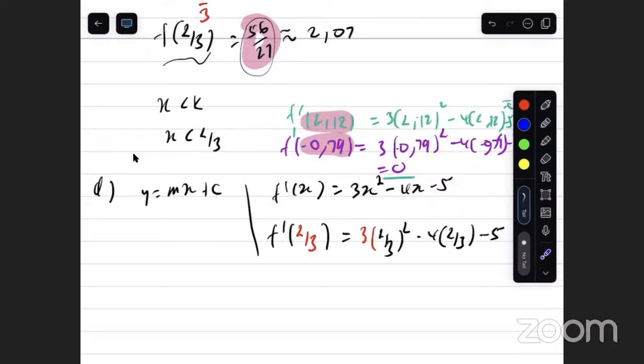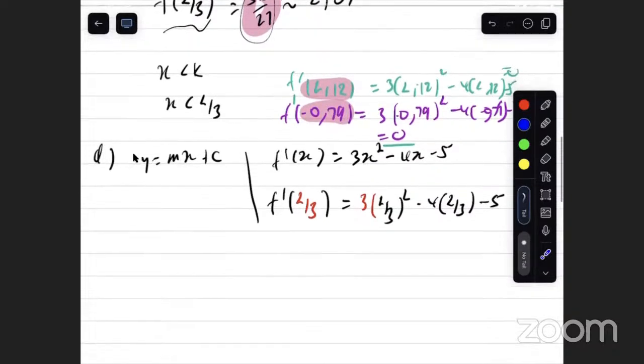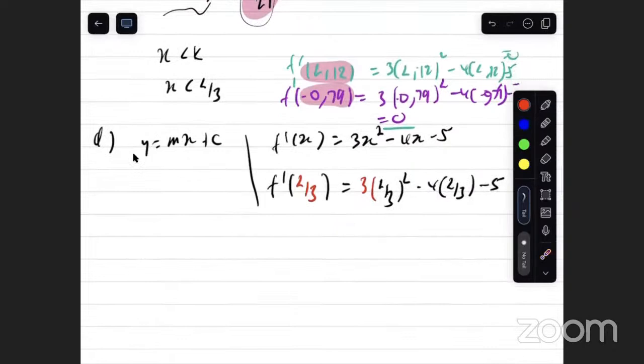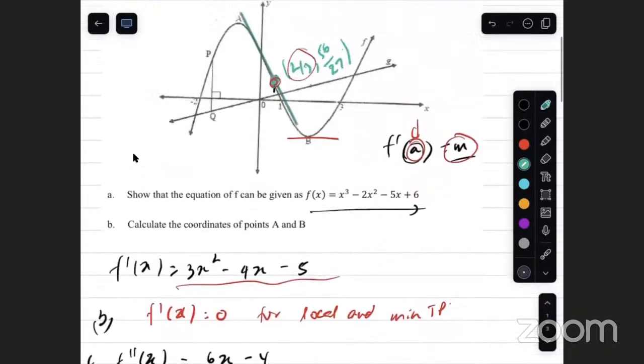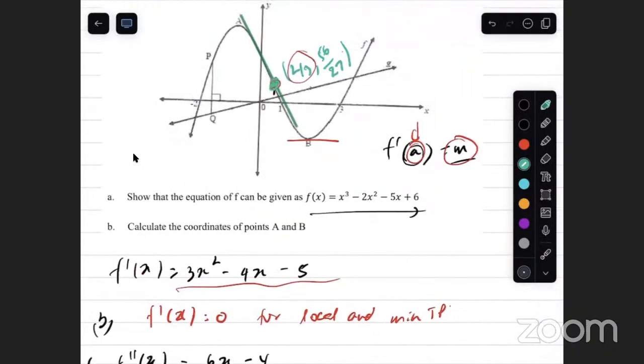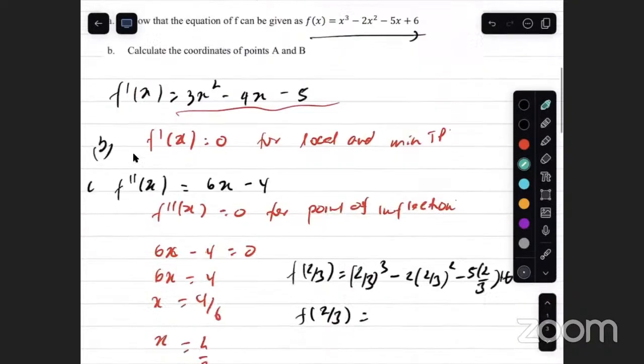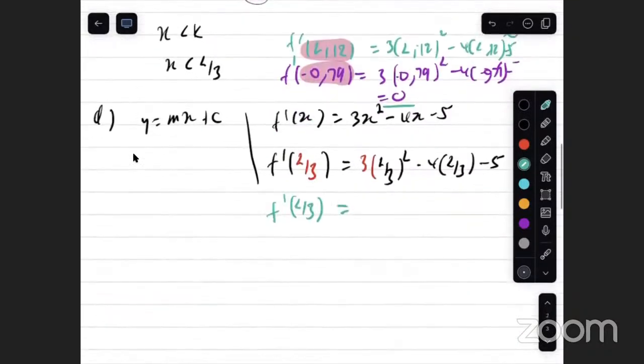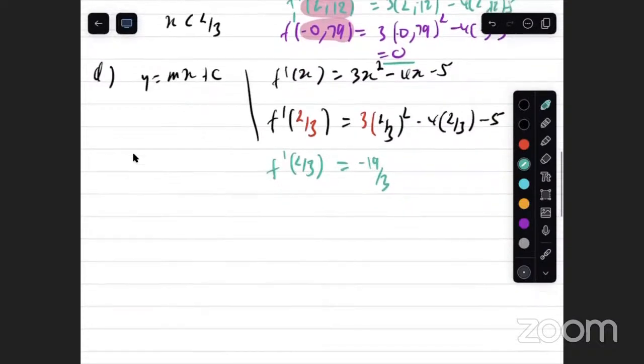No, I get it. So here we're going to get some number as well. For f prime of 2/3, that number is going to be our gradient at this point right here. Does that make sense? Yes, that makes sense. What number is that? Negative 19/3. All right, so negative 19/3 is that.